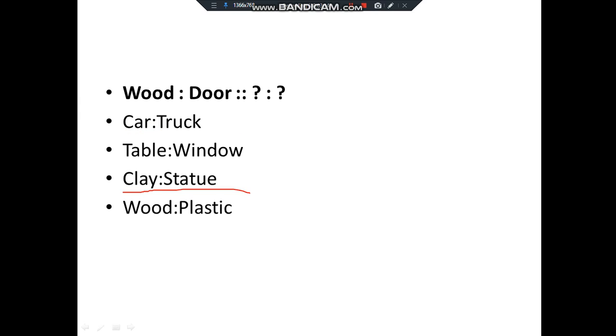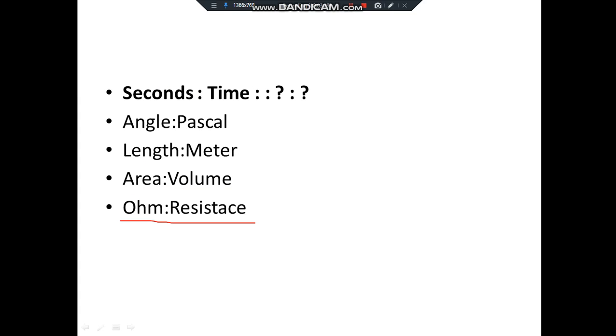Next, wood is to door. A door is made of wood, right? So wood is the raw material for a door. Similarly, clay is the raw material for a statue, okay? So the option is 3. Next question, seconds is to time. Similarly, what is to what? See, seconds is the unit of time. Similarly, ohm is the unit of resistance. If you check the other options, they are all wrong. So ohm and resistance is the answer.